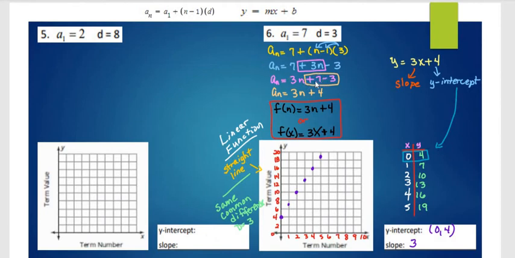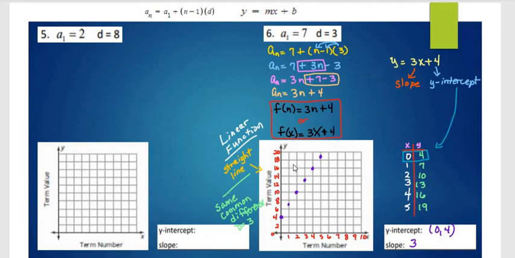So when I simplify this, 7 minus 3 will give me 4. Now I'm going to replace the a sub n equals f of n equals 3n plus 4, or f of x equals 3x plus 4. Remember, f of n, f of x is the same thing as saying y. And if I write this in slope-intercept form, I will see that I have y equals 3x plus 4. The slope is 3, the same as right here. The y-intercept is at 4, which is (0, 4). It's the same thing as right here. So all three of these are the same thing.